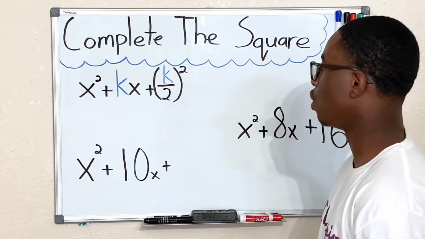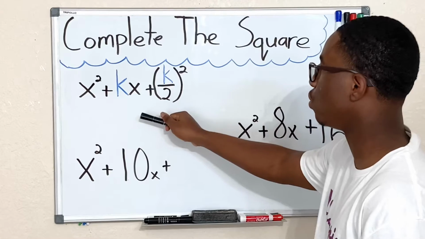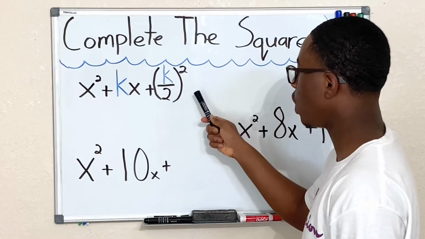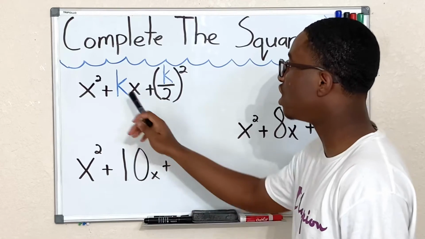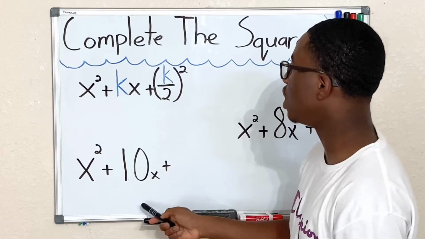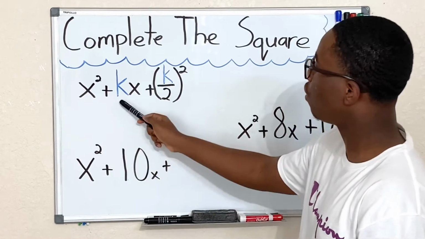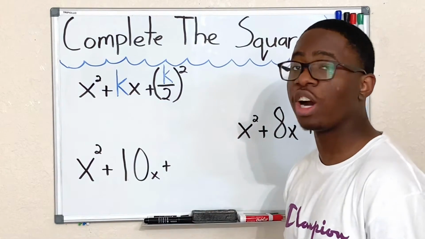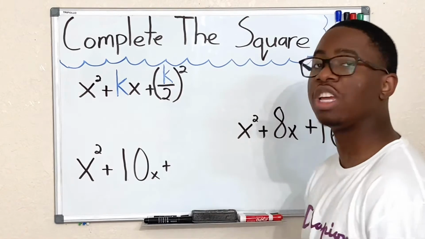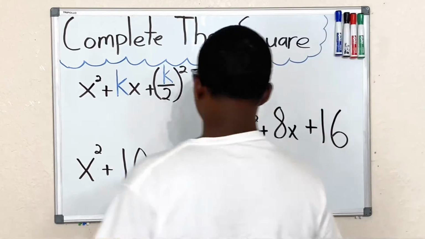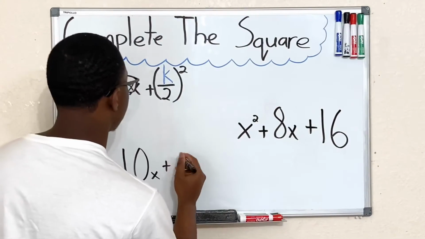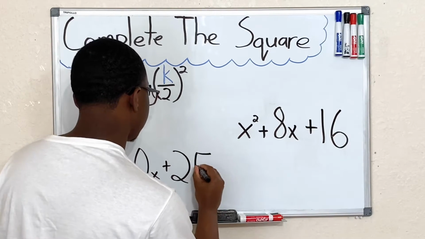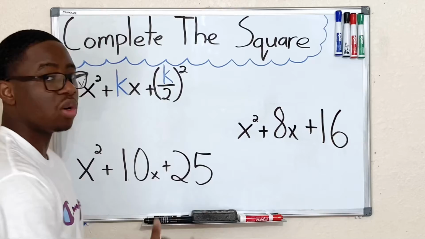The first thing we're going to do is to follow our equation right here. x squared plus kx plus (k divided by 2) squared. We're going to input 10 into this equation. So we're going to put in 10 for our k. So therefore it's going to be 10x plus 10 divided by 2, which is 5. And 5 squared is going to give us what? 25. So therefore the missing number right here is 25. So go ahead and write that right here. So the missing number was 25.